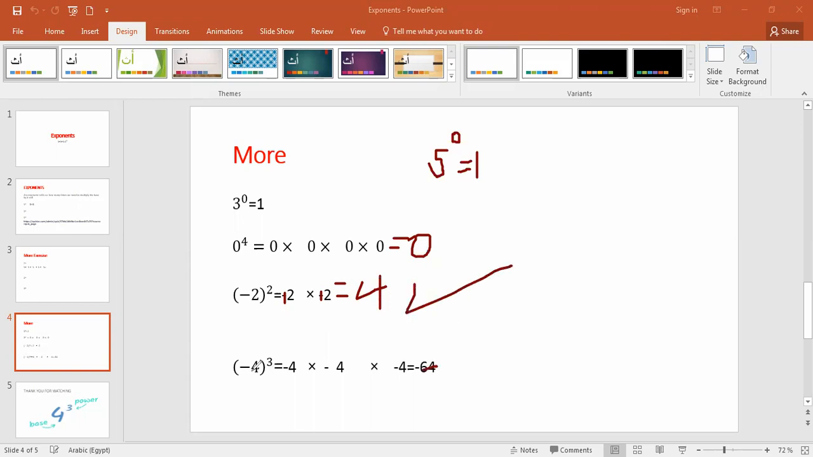Another example. -4 power of 3. When the exponent or power is an odd number, I will keep the sign negative. -4 power of 3 means -4 is repeated how many times? 3 times. -4 times -4 times -4. So the product will be -64.